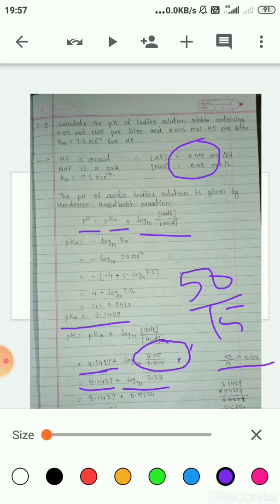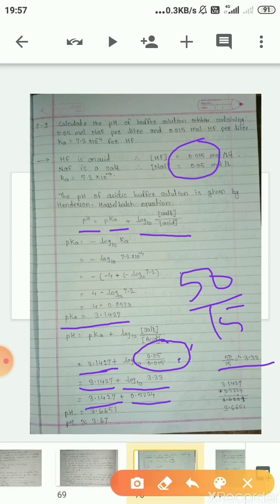Okay, again here characteristic 0 and write down 3.1427 plus 0.5224. Okay, we'll get the answer 3.6651, and we can make a round figure of two digits, 3.67. Therefore pH is nearly equal to 3.67 and the exact value is 3.6651.